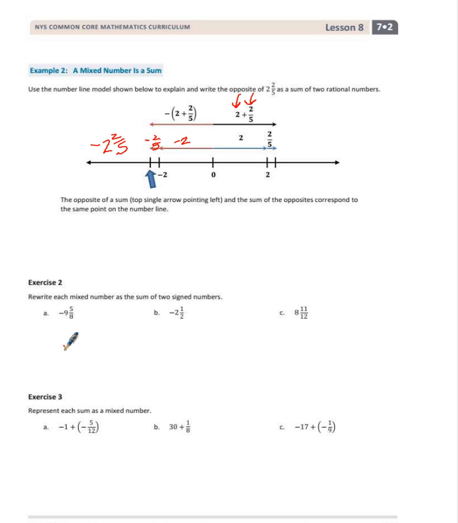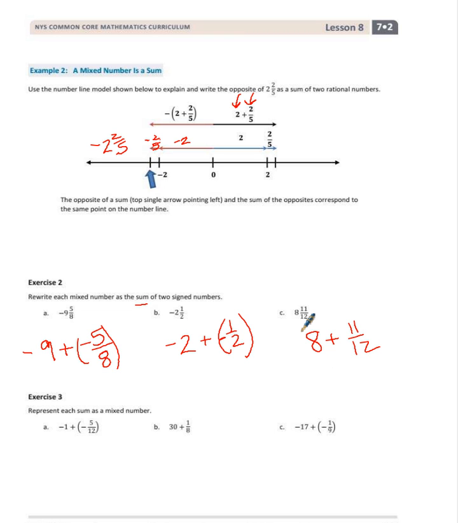Exercise 2 says, rewrite each mixed number as the sum of 2 signed numbers. So I'm just breaking this apart. So the first one would say negative 9 plus, because we want the sum, a negative 5/8. B would say negative 2 plus negative 1/2. C says just an 8 plus 11/12. Look down on exercise 3.